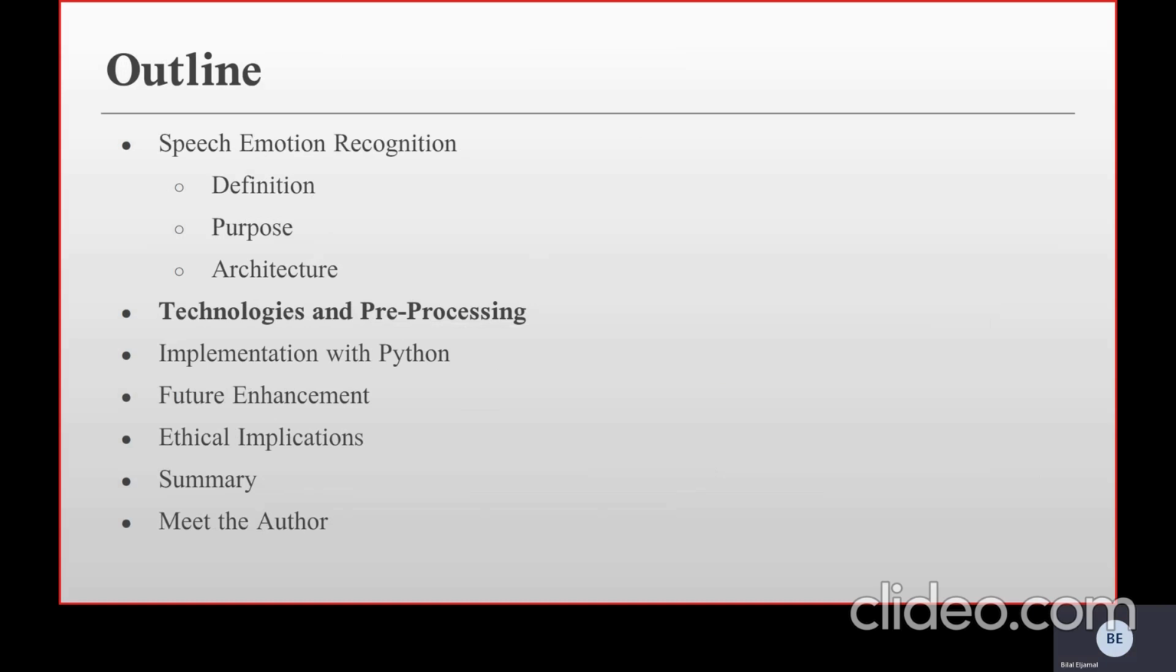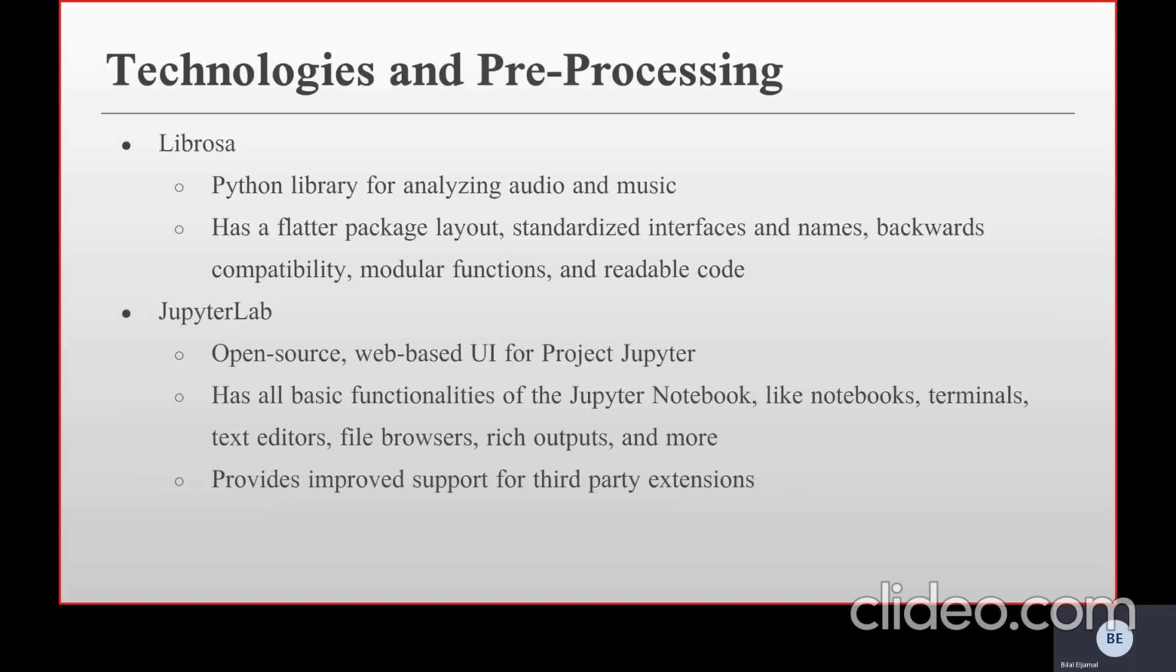Let's now talk about the technologies and other prerequisites needed before being able to implement this project. First of all, we have the Librosa technology. It's a Python library for analyzing audio and music. It has a flatter package layout, a standardized interface and naming, backward compatibility, modular functions, and readable code.